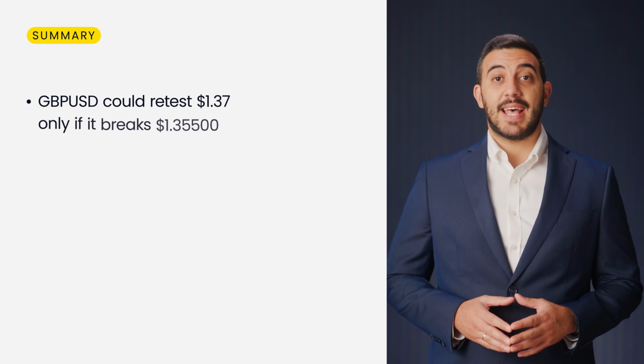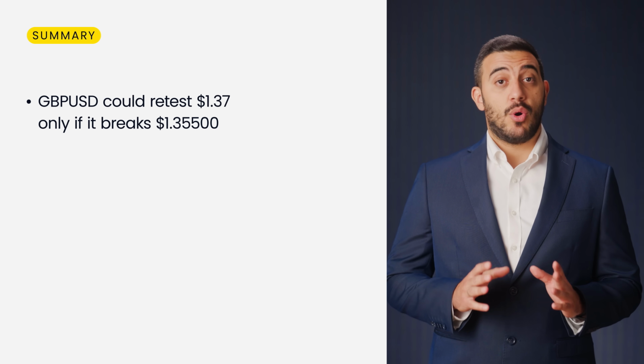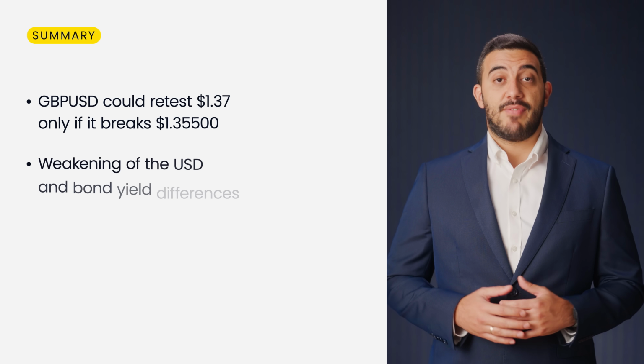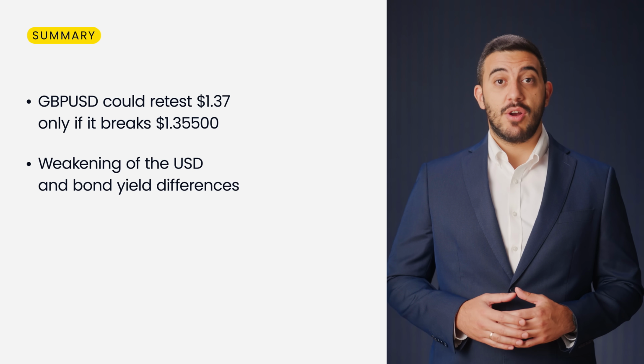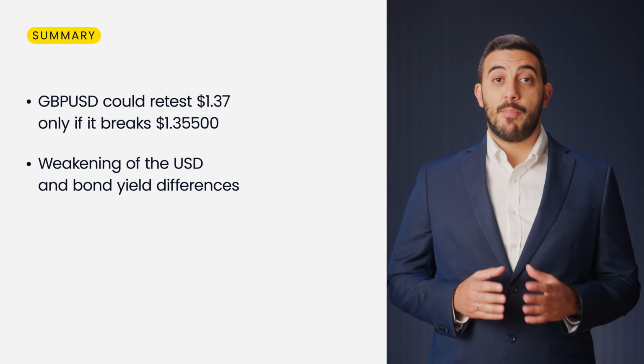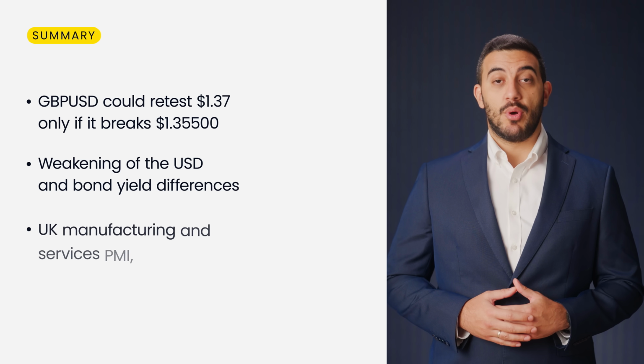So in summary, the trading idea for this week is a buy on the pound-dollar pair with a potential target around 1.37, but only if it breaks above the 1.35500 level. The main factors affecting this trade are the weakening of the dollar, as well as the stronger returns on the British gilts compared to the US 10-year bond yields.